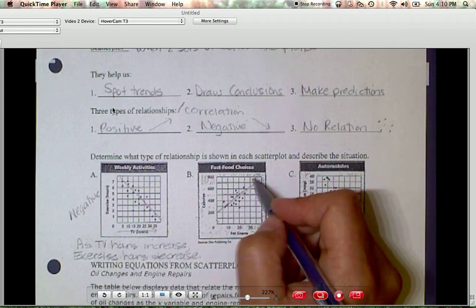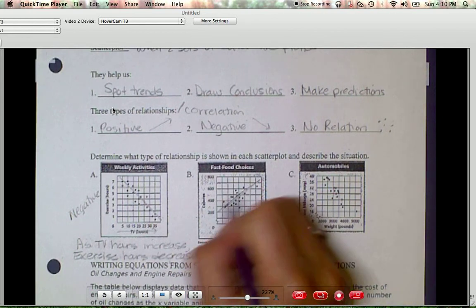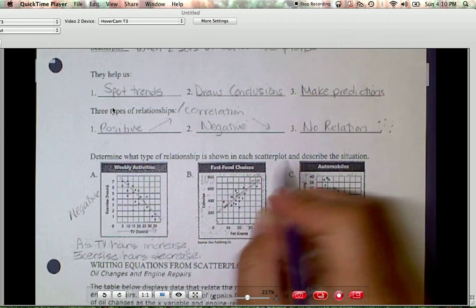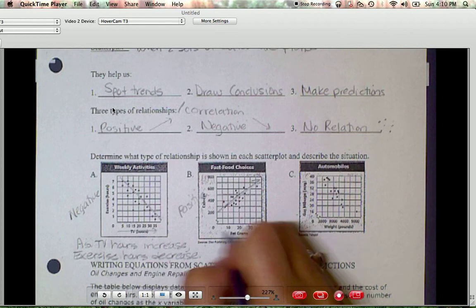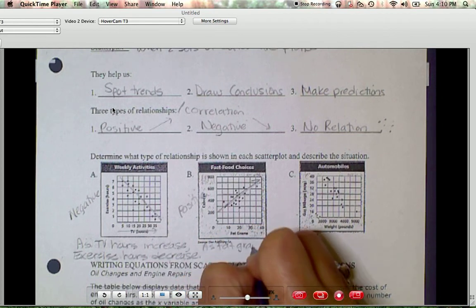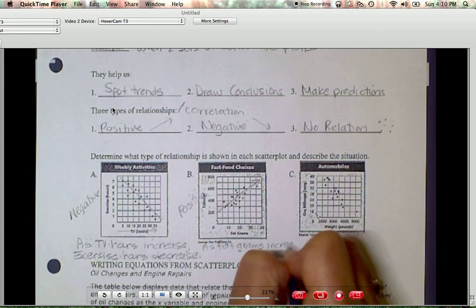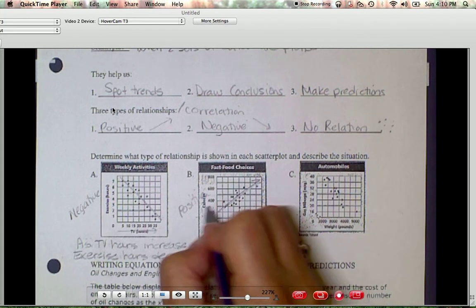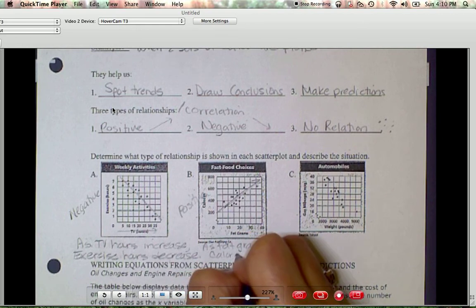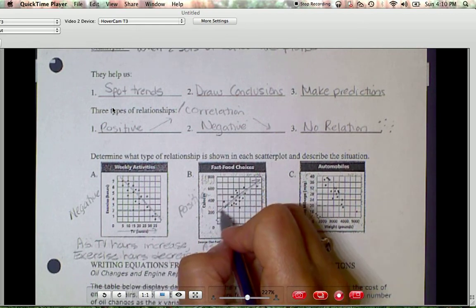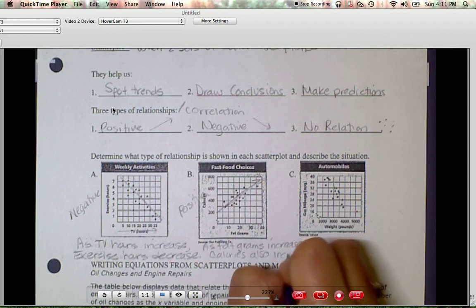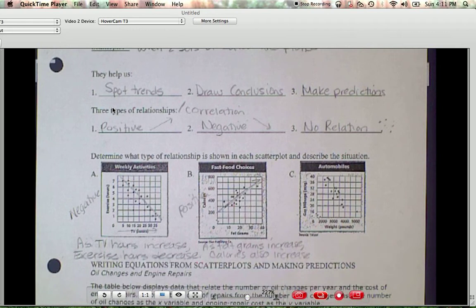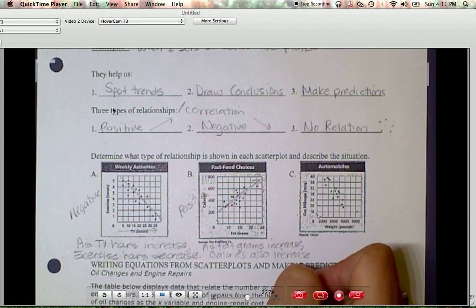So for now, we'll say that this is a positive relationship because it goes up. Positive. And we would start with the x: as fat grams increase, calories also increase. So in a positive relationship, as one increases, the other one increases.